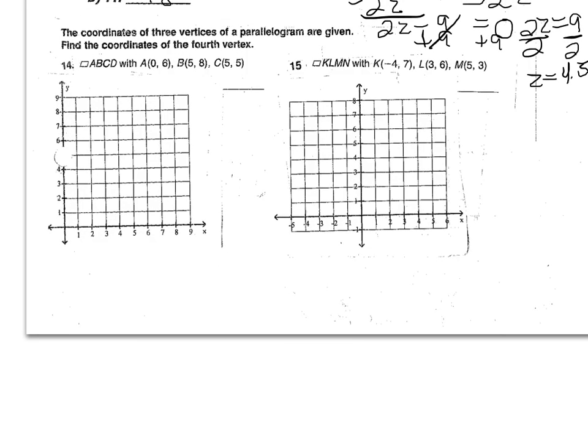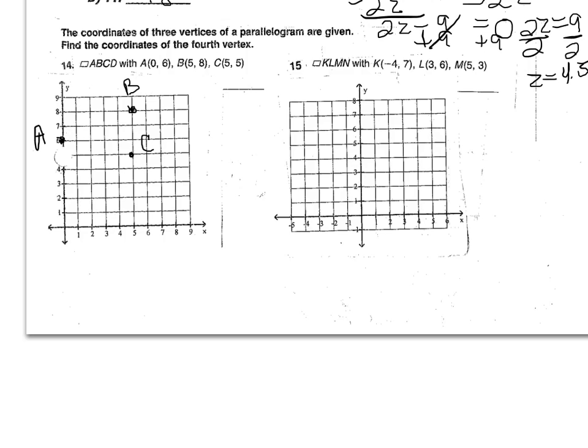Number 14. Go ahead and plot the points for number 14. Plot the points. And label it. A is 0, 6. Jorge? Questions, Jorge? Any questions? Okay, go ahead and plot your points, Jorge. 5, 8. C, it's 5, 5. Here's C. Okay. And we're missing one of the variables. Which vertex are we missing here? D, okay? So we need to find D.